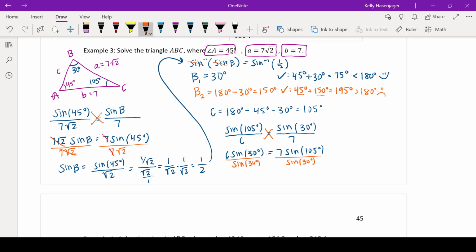Now we know sine of 30 degrees is 1/2. So we can either enter 1/2 right now into our equation, or we can plug the whole thing into our calculator. So we'll get C is equal to 13.52296, etc. We'll just stick with 13.52. So on our triangle, we'll write out 13.52.